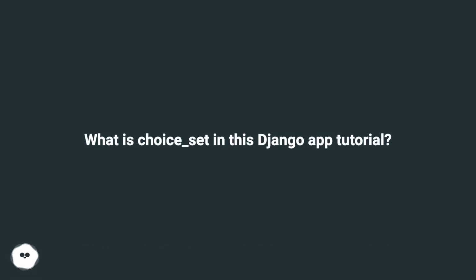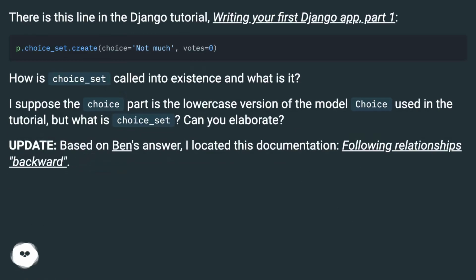What is choice_set in this Django app tutorial? There is this line in the Django tutorial, Writing your first Django app, part 1. How is choice_set called into existence and what is it? I suppose the choice part is the lowercase version of the model Choice used in the tutorial, but what is choice_set? Can you elaborate?